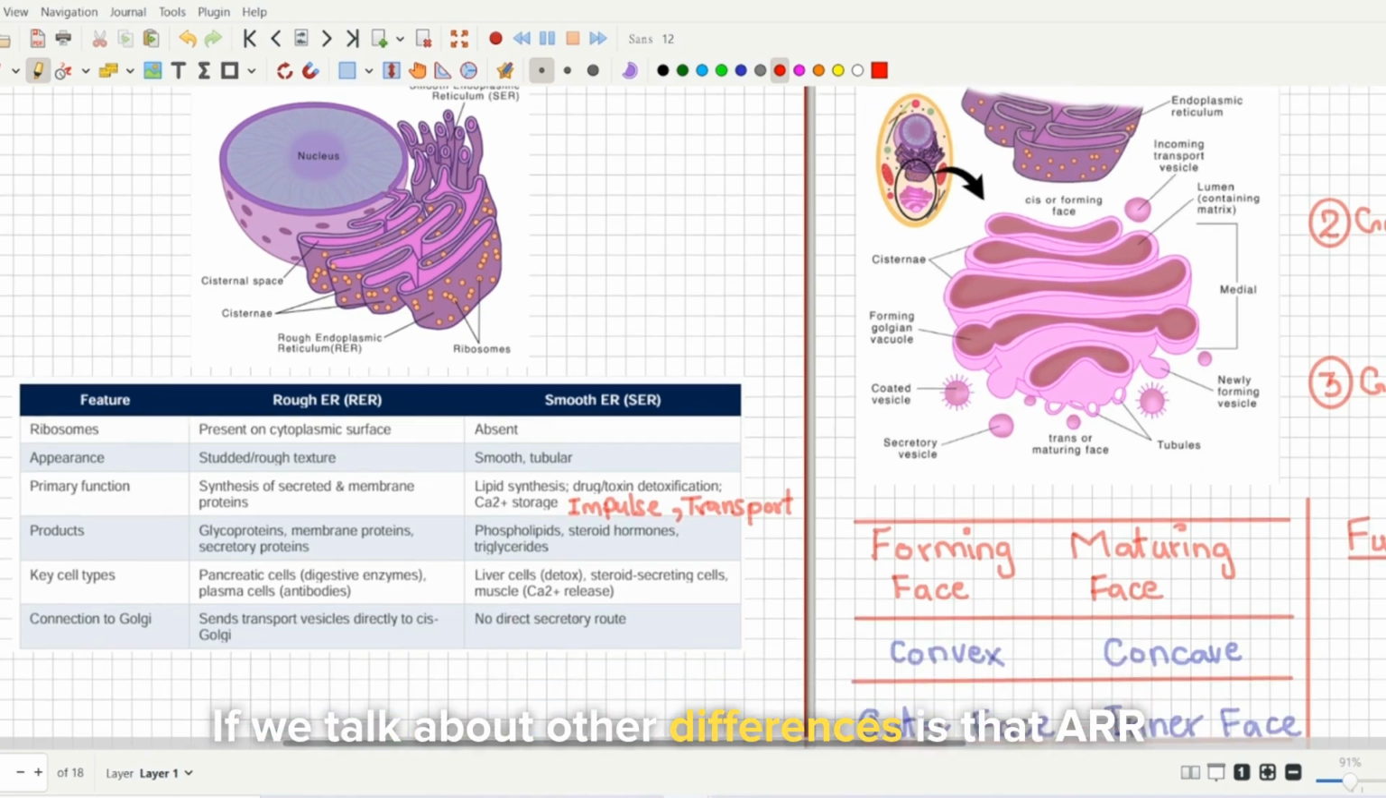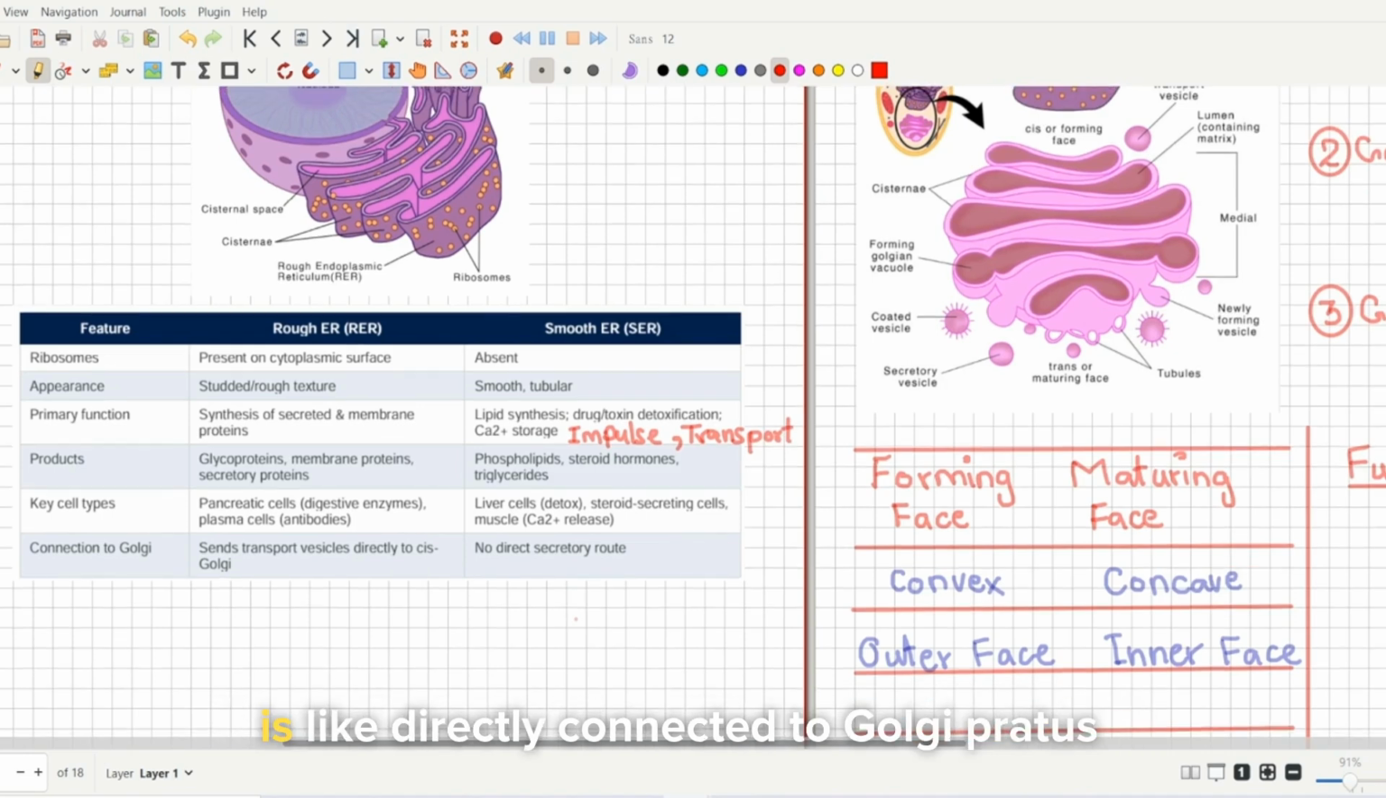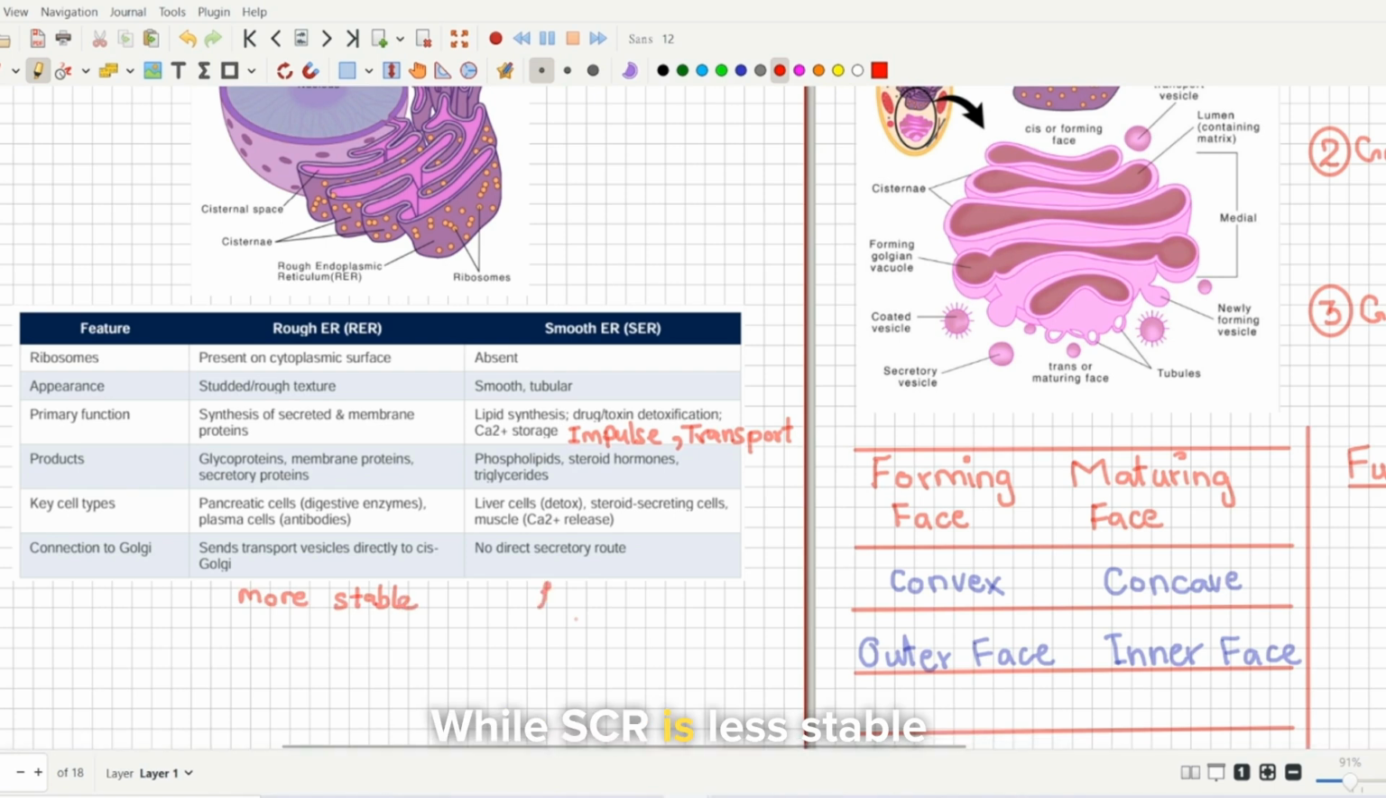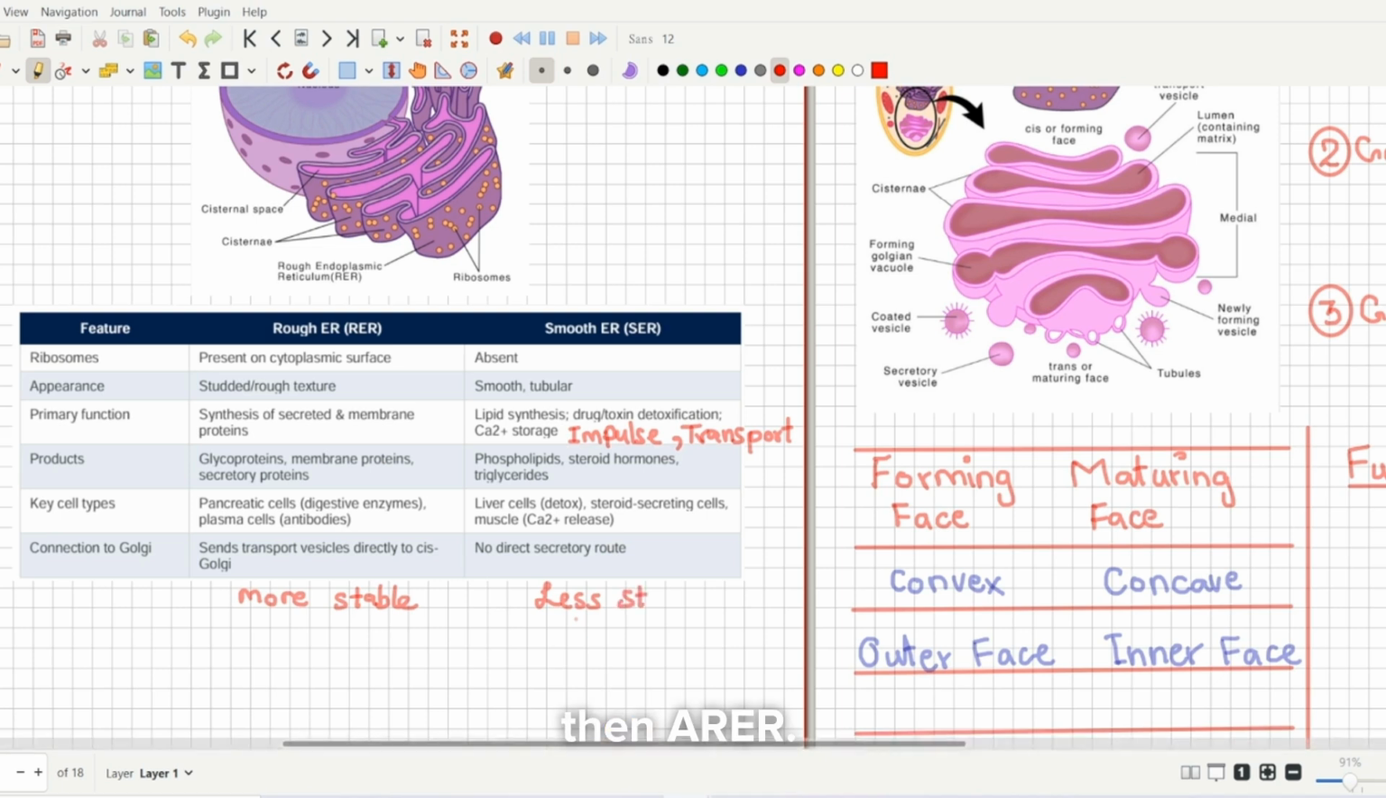If we talk about other differences, RER is directly connected to the Golgi apparatus, while SER has no direct route towards the Golgi apparatus. Another difference is that RER is more stable than SER, while SER is less stable than RER. The reason is simple: RER contains ribosomes while SER does not, and RER also provides mechanical support to the endoplasmic reticulum. That's why RER is more stable while SER is less stable.